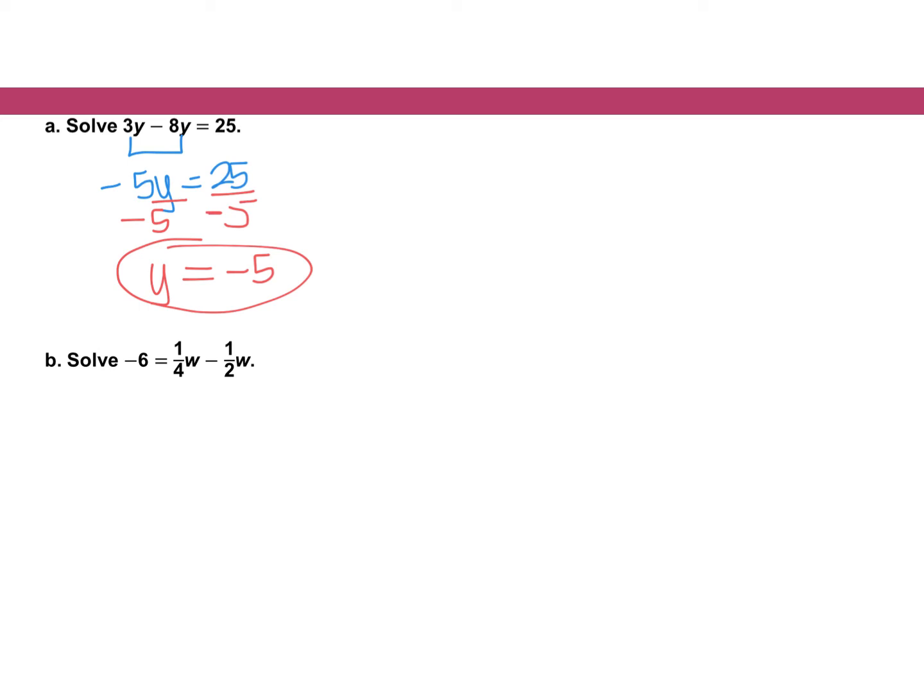I see that I have negative 6 equals 1/4 w minus 1/2 w. The very first thing I'm going to do is combine those two terms. So I have 1/4 minus 1/2. I need to get a common denominator. So I have 1/4 w minus 1/2, which is really 2/4 w. And this is all equal to negative 6. So when I simplify this now, 1/4 minus 2/4 is really a negative 1/4 w.